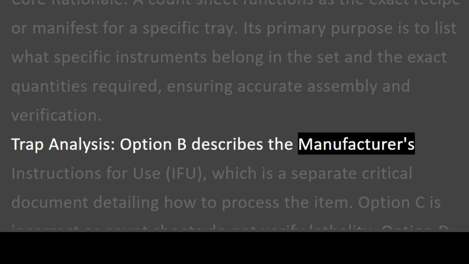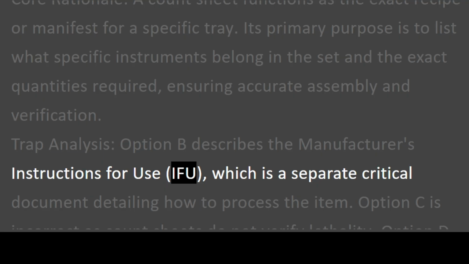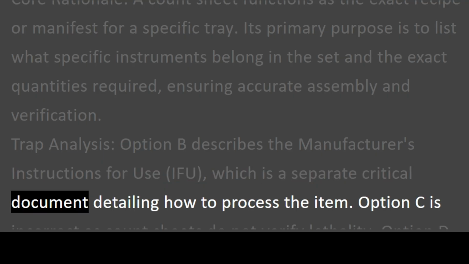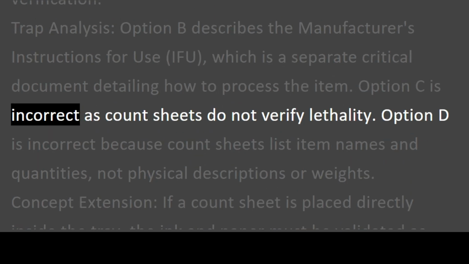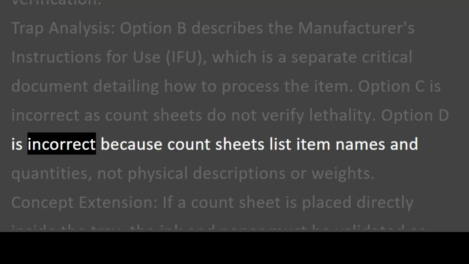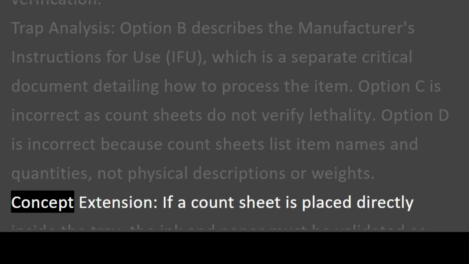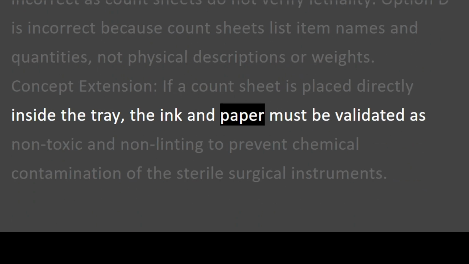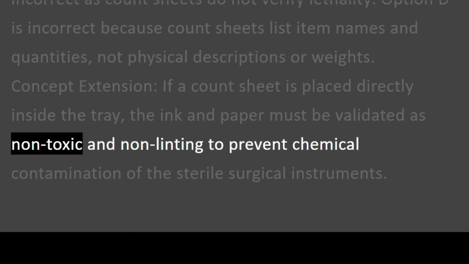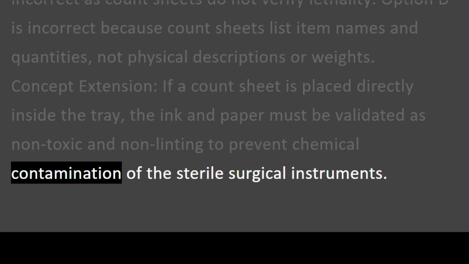Option B describes the manufacturer's instructions for use, IFU, which is a separate critical document detailing how to process the item. Option C is incorrect as count sheets do not verify lethality. Option D is incorrect because count sheets list item names and quantities, not physical descriptions or weights. Concept extension. If a count sheet is placed directly inside the tray, the ink and paper must be validated as non-toxic and non-linting to prevent chemical contamination of the sterile surgical instruments.